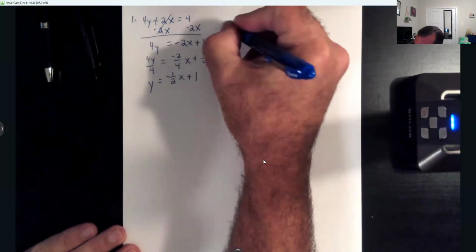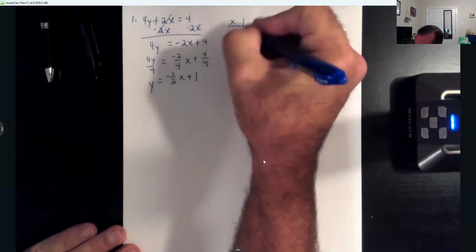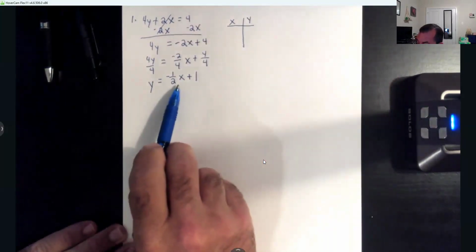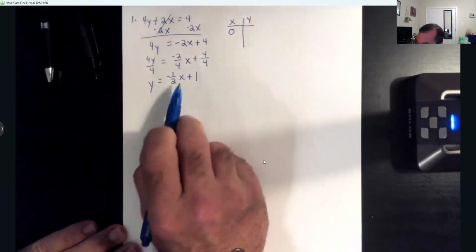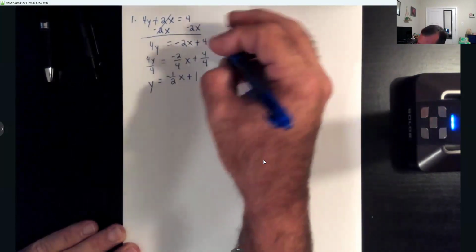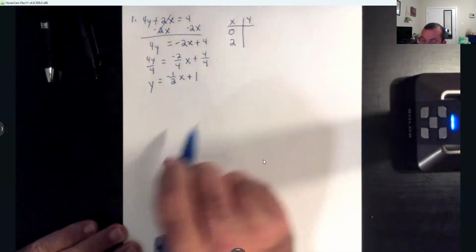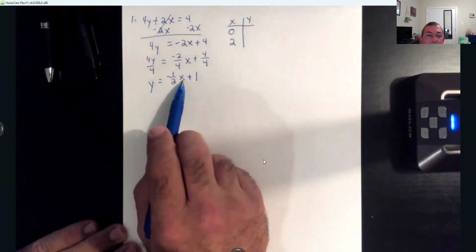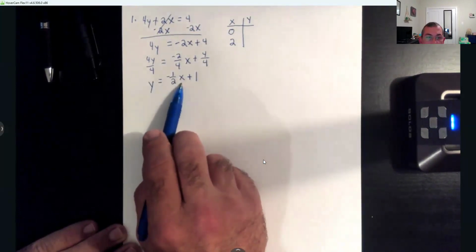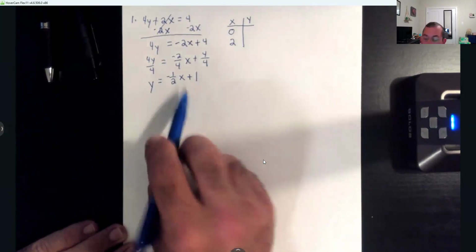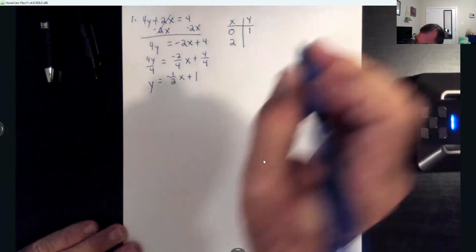Okay, so by hand, you can come in and pick you a couple values for x. So for this one, I would probably let x equal 0. And then since I got a fraction, my second x, I'm going to let be a 2. So if I put a 0 in, 0 times negative 1/2 is 0. And 0 plus 1 gives me a 1.